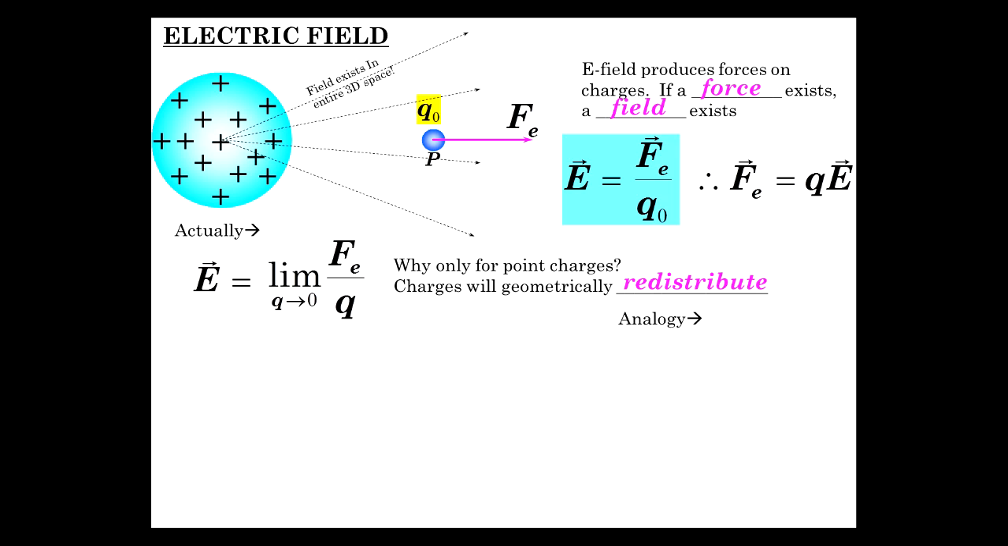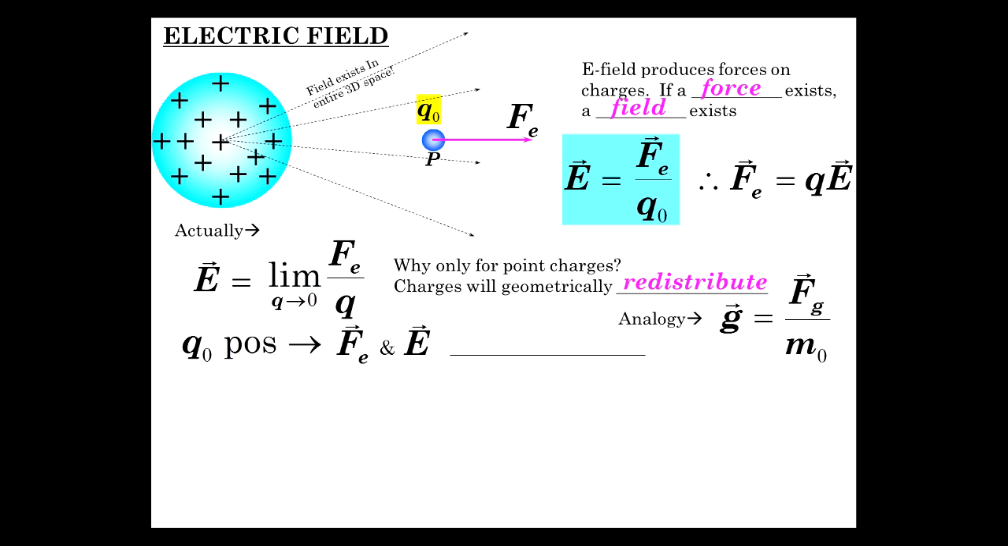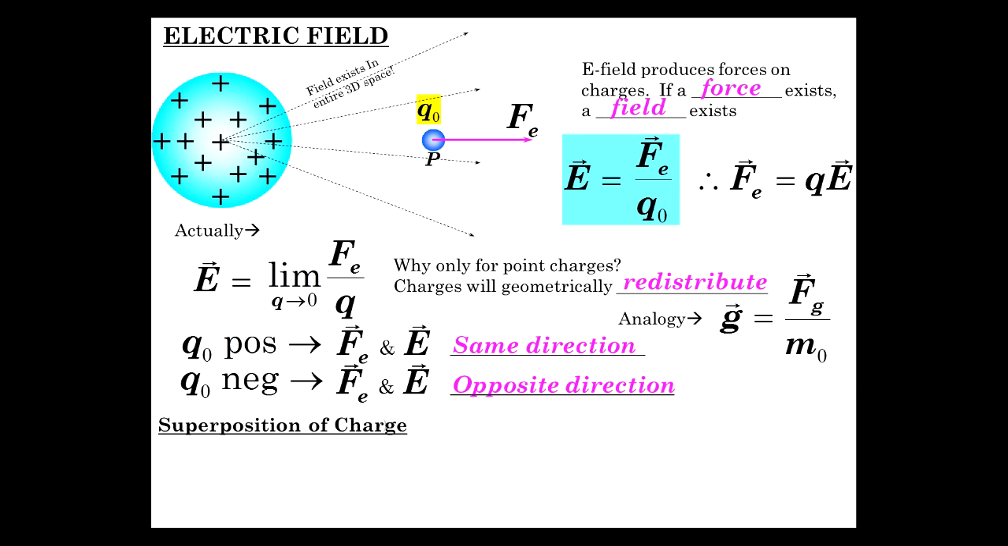Now, an analogy to this definition of electric field is the gravitational field. So electric field is force per charge. Gravitational field is force per mass. Fg is equal to mg, or g is Fg over m. So they're very closely tied. Good analogy. Now, if Q0 is positive, the test charge that is in this field is positive, the force and electric field are in the same direction. On the other hand, if the charge is negative, the force and field are in the opposite direction.